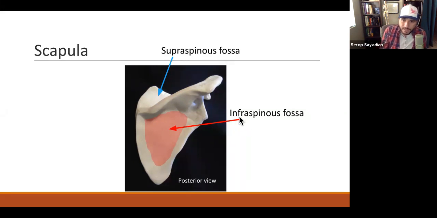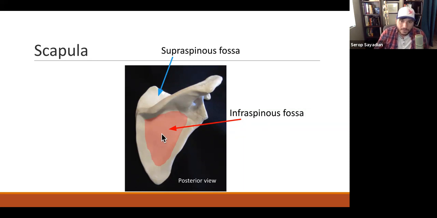And infra sounds like what? Inferior. So you have superior, which means above, and inferior, which means below. And spinous refers to this piece here, the diagonal piece. What was it called? The spine. So supraspinous means superior to the spine, and infraspinous means inferior to the spine. There are two fossas here, and these are areas where the rotator cuff muscles sit.